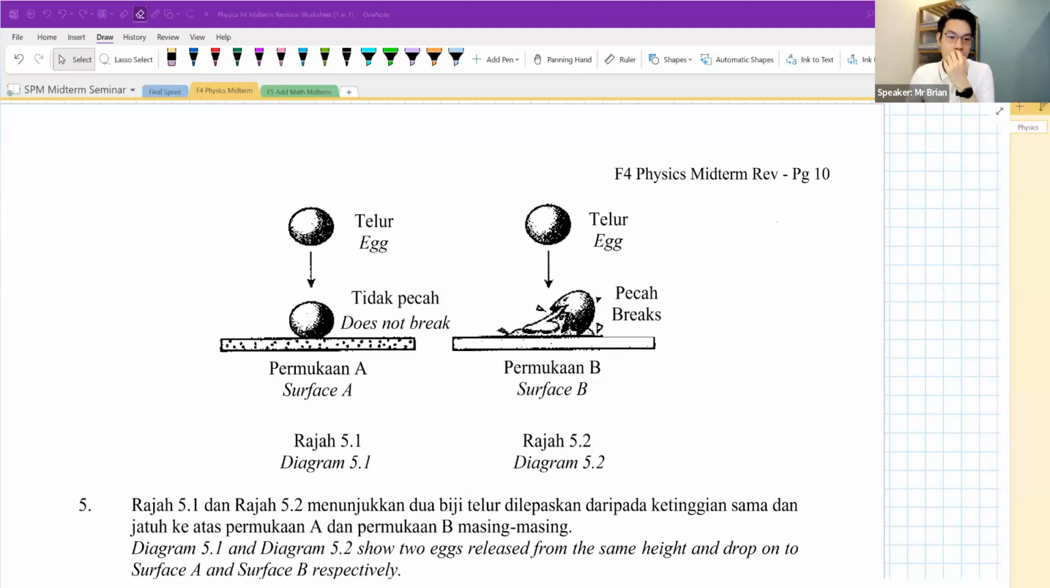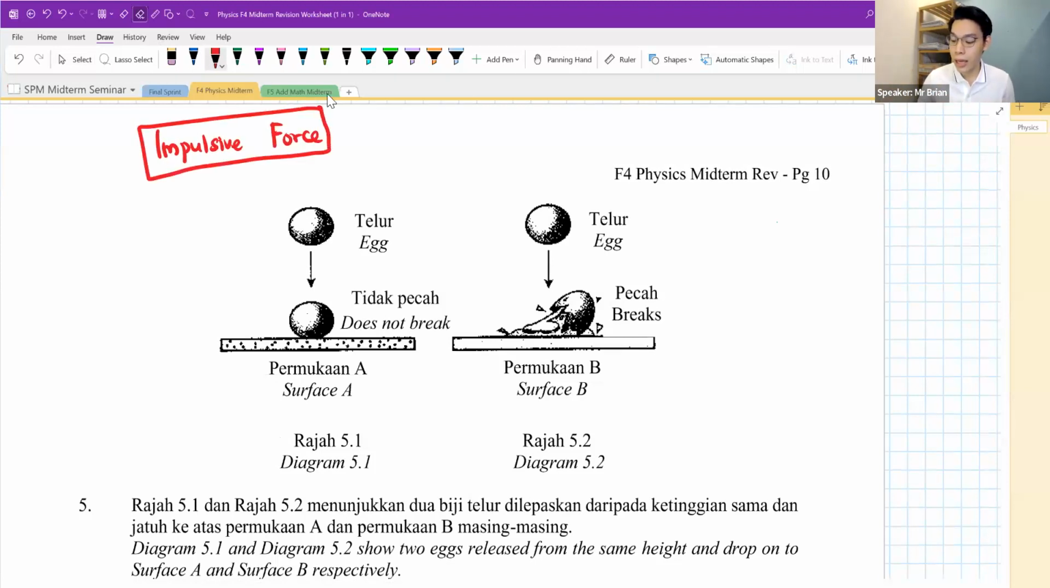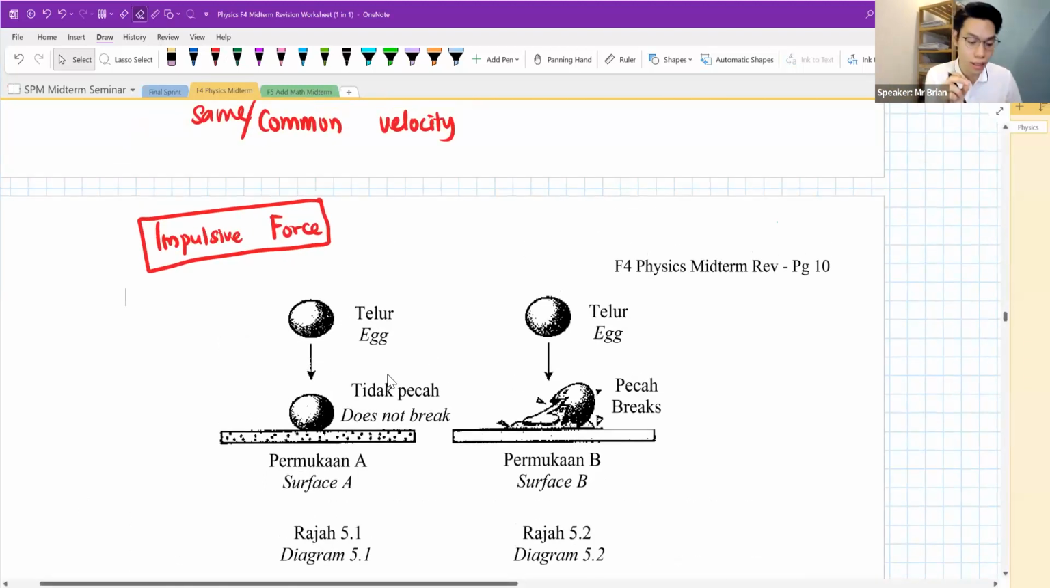Okay, so at the start, some people say free fall or impulse. Now, it is talking about impulsive force only. It looks like it is falling, so some people say free fall. But no, the whole topic in this question is talking about this one main concept. And in impulsive force, the most important thing you have to know is this.